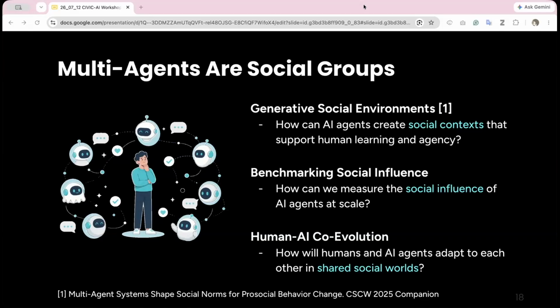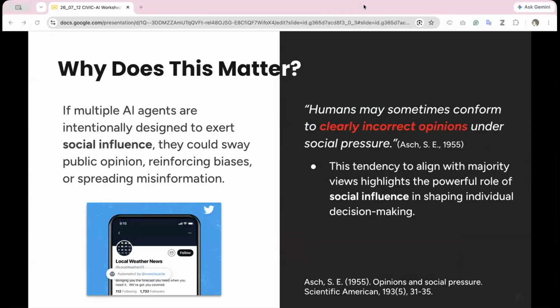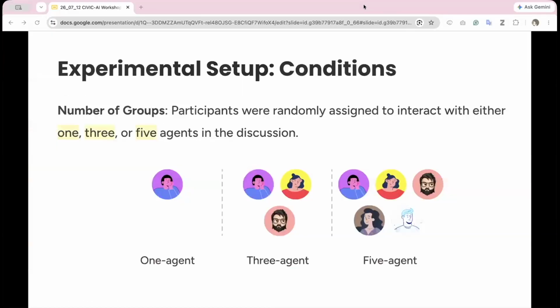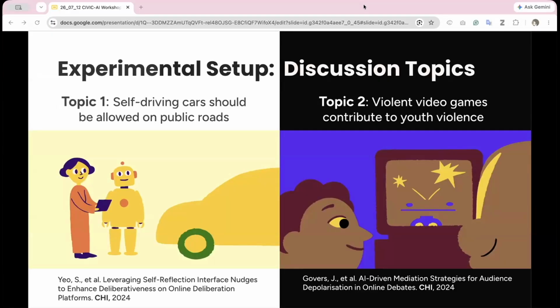Yeah, I understand, but what exactly was the group discussion about? Oh, they're discussing some social topics, which are in the slides. The first topic is whether self-driving cars should be allowed on the roads, and the second topic is whether violent games contribute to youth violence. Okay, and basically it's one human, multiple agents. Yes. Okay, thanks.